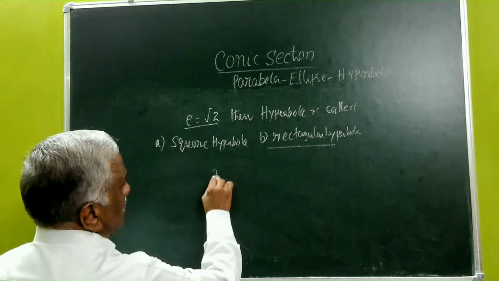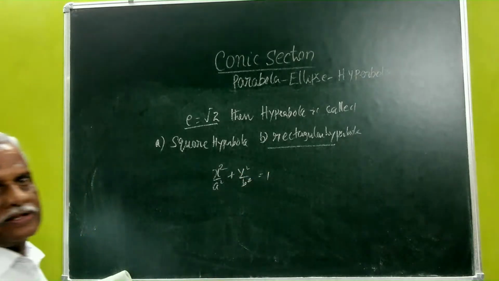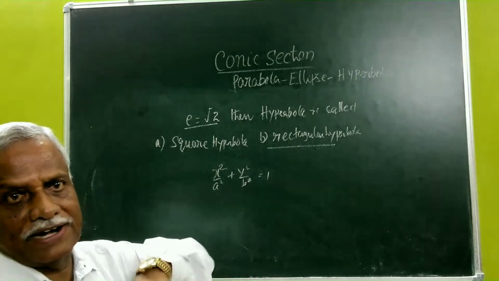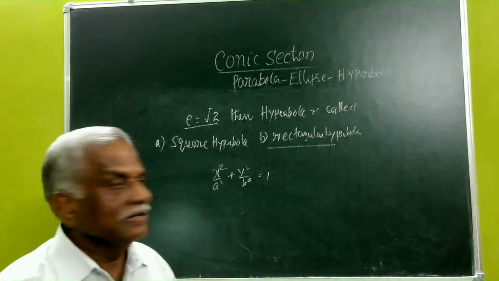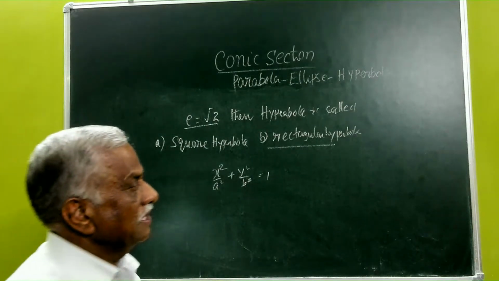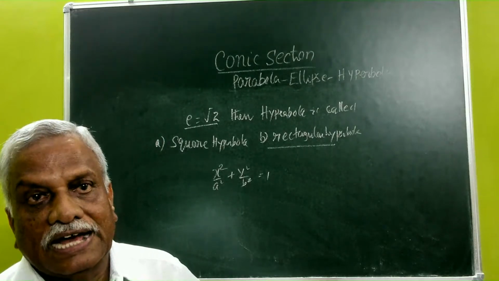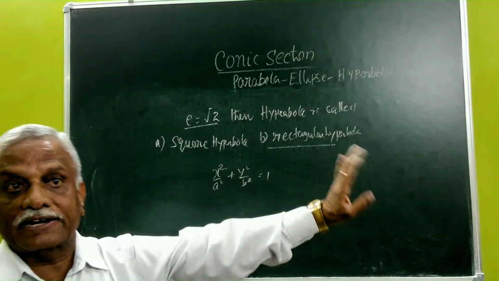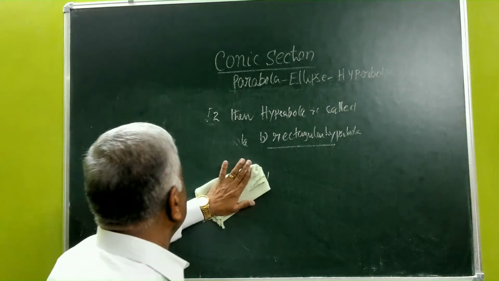See, in case of ellipse, x square by a square plus y square by b square equals 1. B can never be equal to A, or A can never be equal to B. They are always different. If A is greater than B, then it is called first type. If B is greater than A, then it is called second type. Whereas in case of hyperbola, A can be equal to B. If A is equal to B, such a hyperbola is called rectangular hyperbola. So they can ask a question like this: if E is equal to root 2, the hyperbola is called what? Or find the eccentricity of a rectangular hyperbola, and just pick root 2. It's a knowledge question.